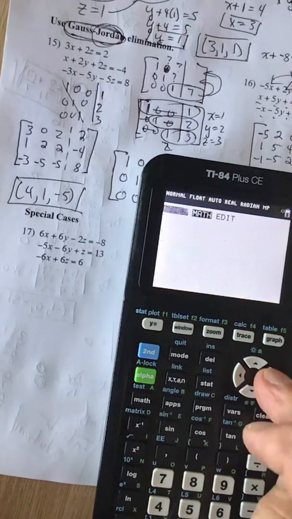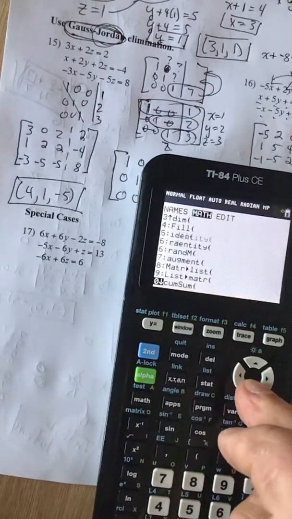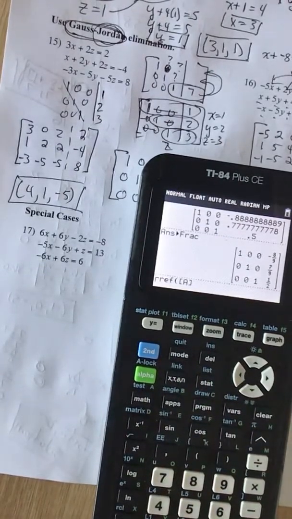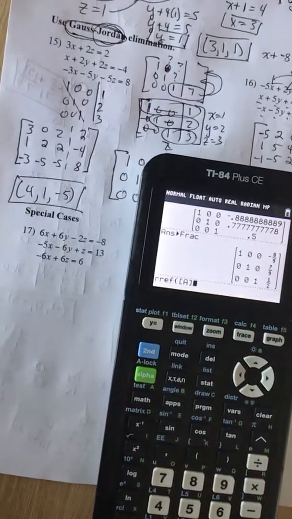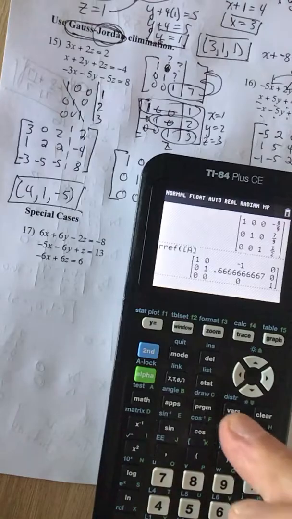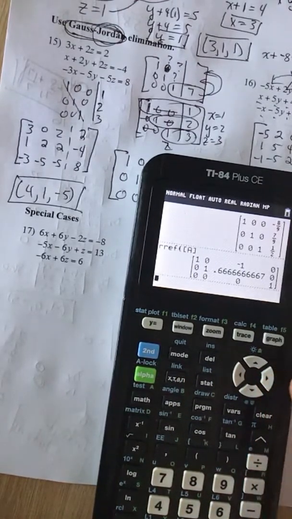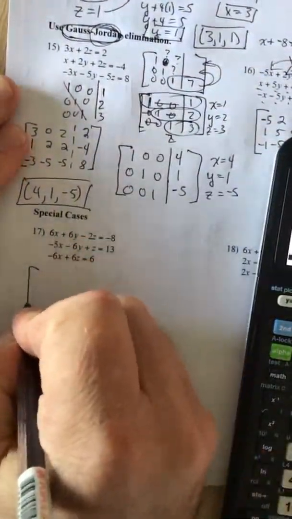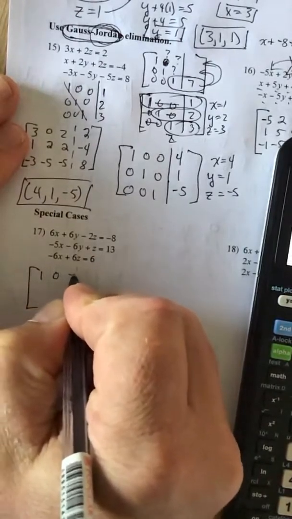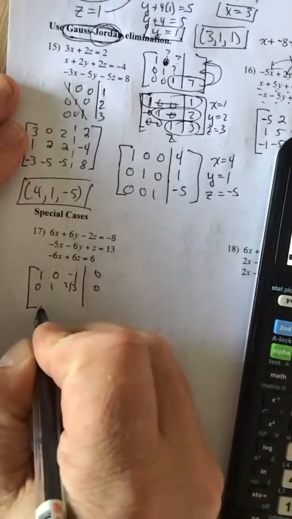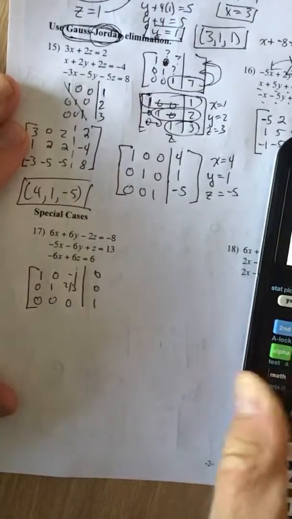Okay, second matrix, math. I would like the reduced row echelon form of matrix A, the Gauss-Jordan elimination. Okay, let's see. I got some fractions there. It's just 2/3. I probably don't have to, but I'm just going to put it into fractions. Okay, see what we have? I'm going to jot down what we have so I can emphasize it. 1, 0, negative 1, 0. 0, 1, 2/3, 0. 0, 0, 0, 1.